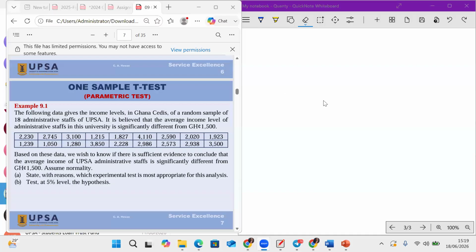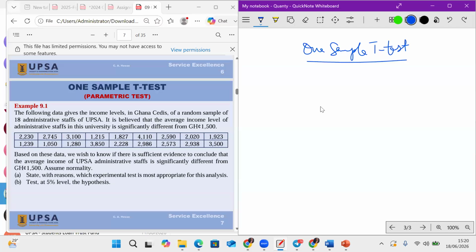Pay attention and study. Today we are going to do the one sample t-test. We solved the first question yesterday, and I'm going to solve a different question today. You have been told by your lecturer, most of you, that the questions will fall on the one sample t-test. Are you following? Yes, sir.